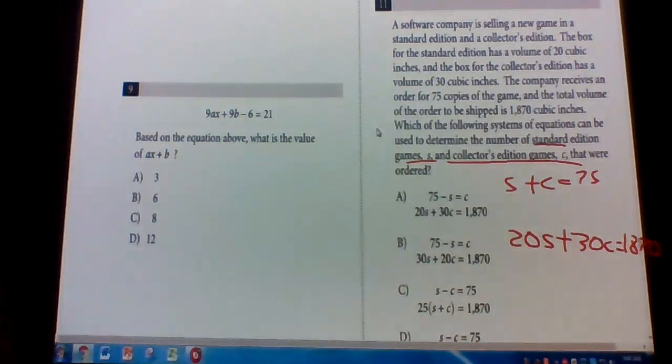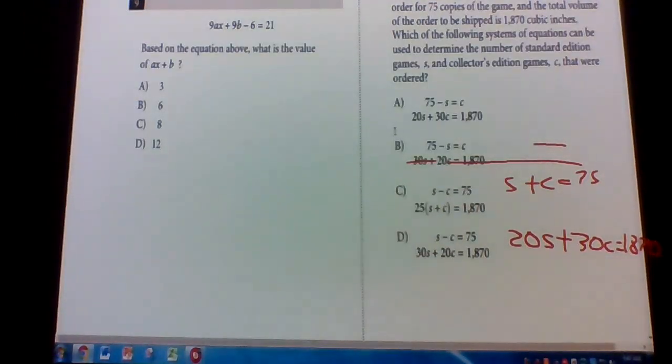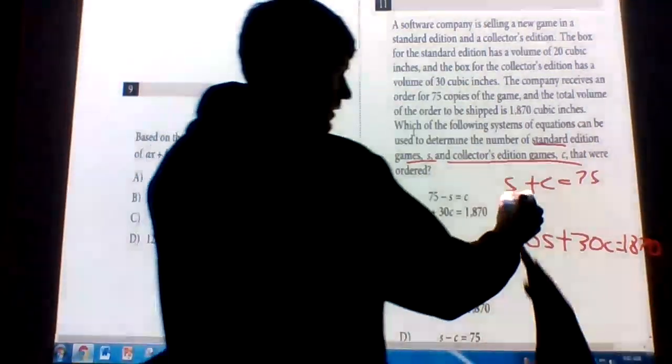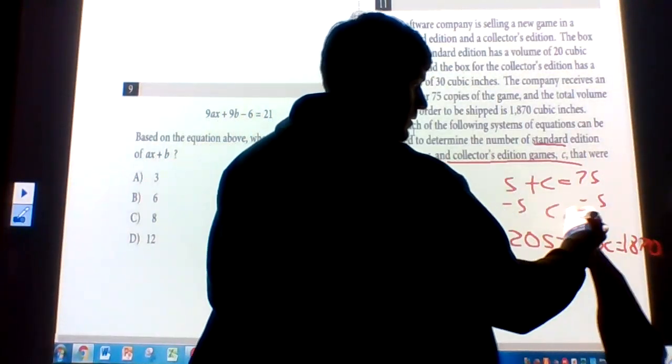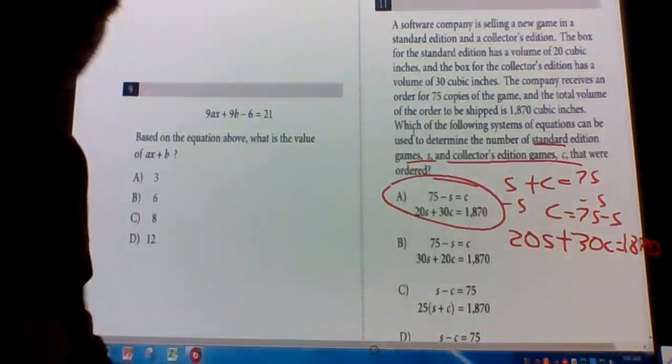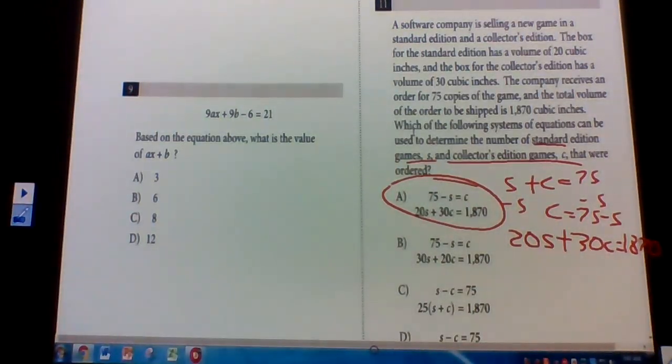Not sure what D says. Nope. So it looks like it's got to be A, right? And 75, so if we subtract S on both sides, we get C equals 75 minus S. So number 11's got to be A. And it is.